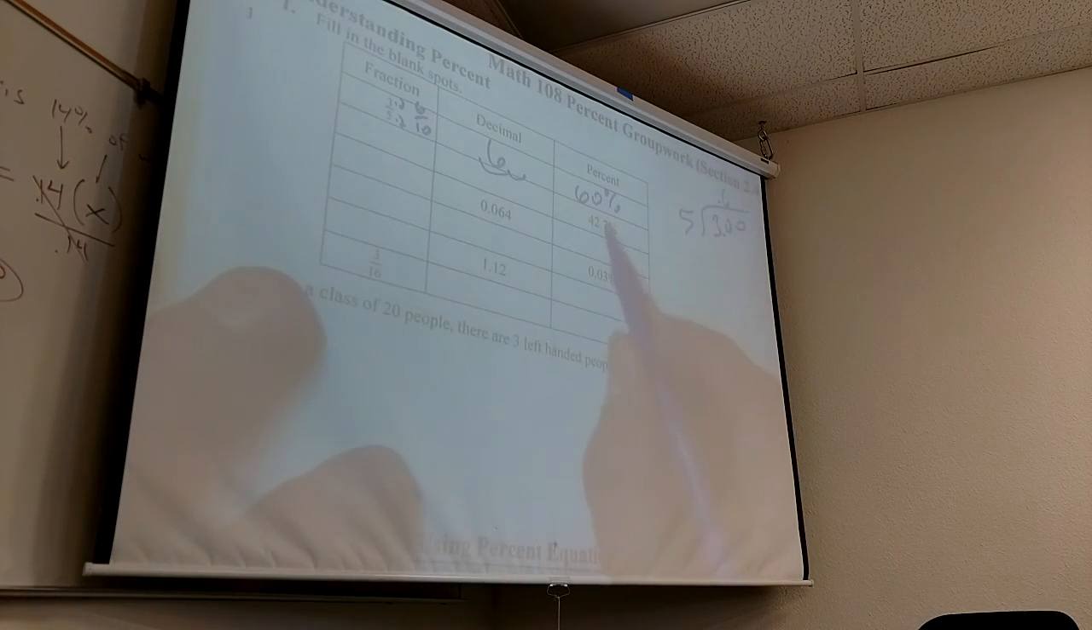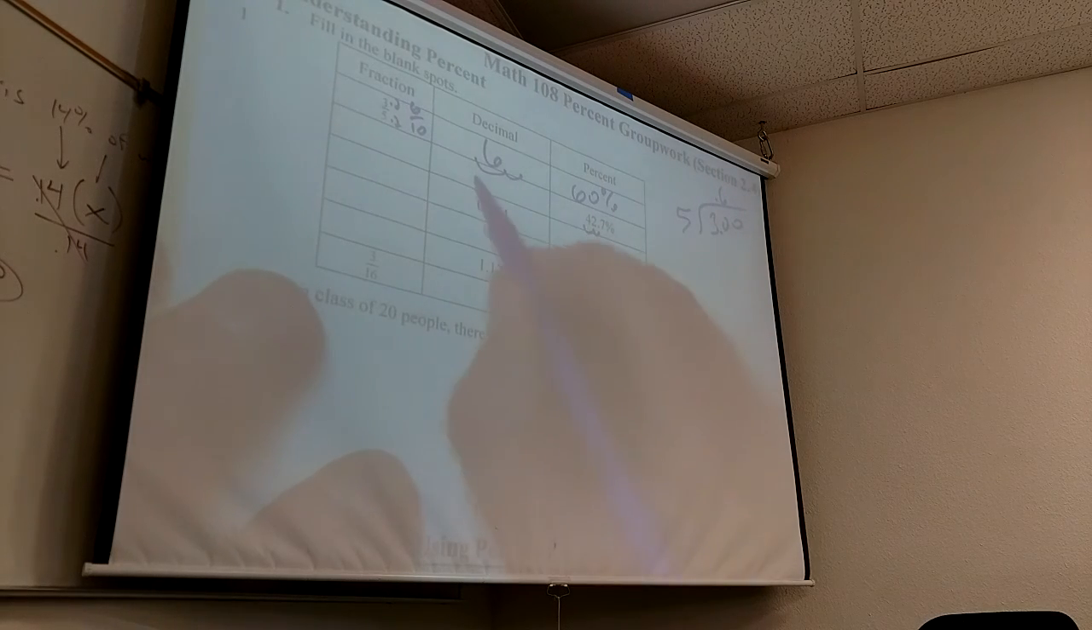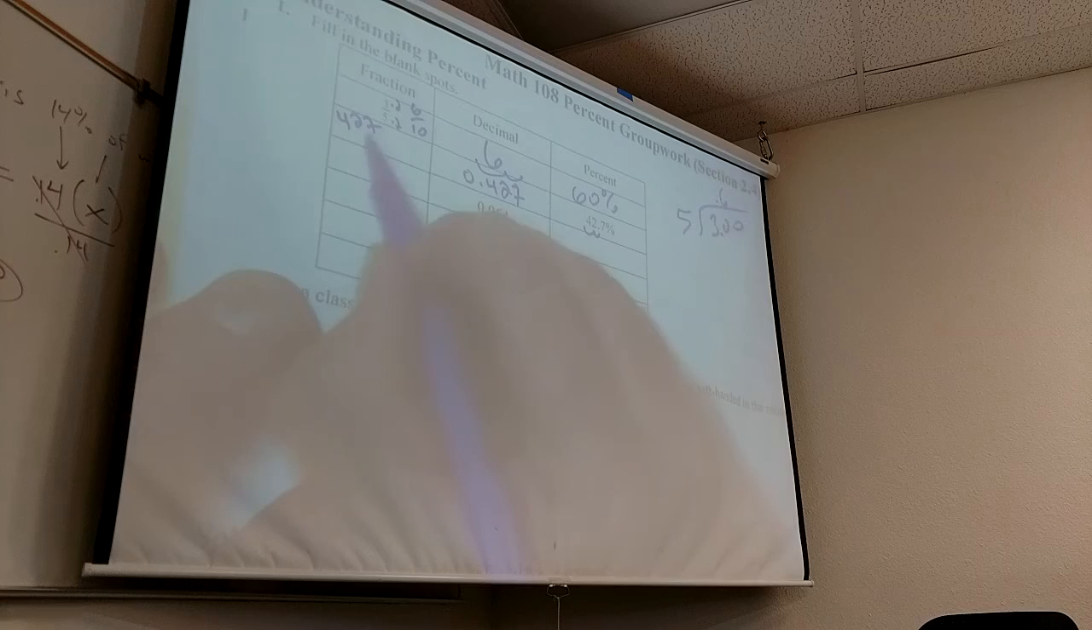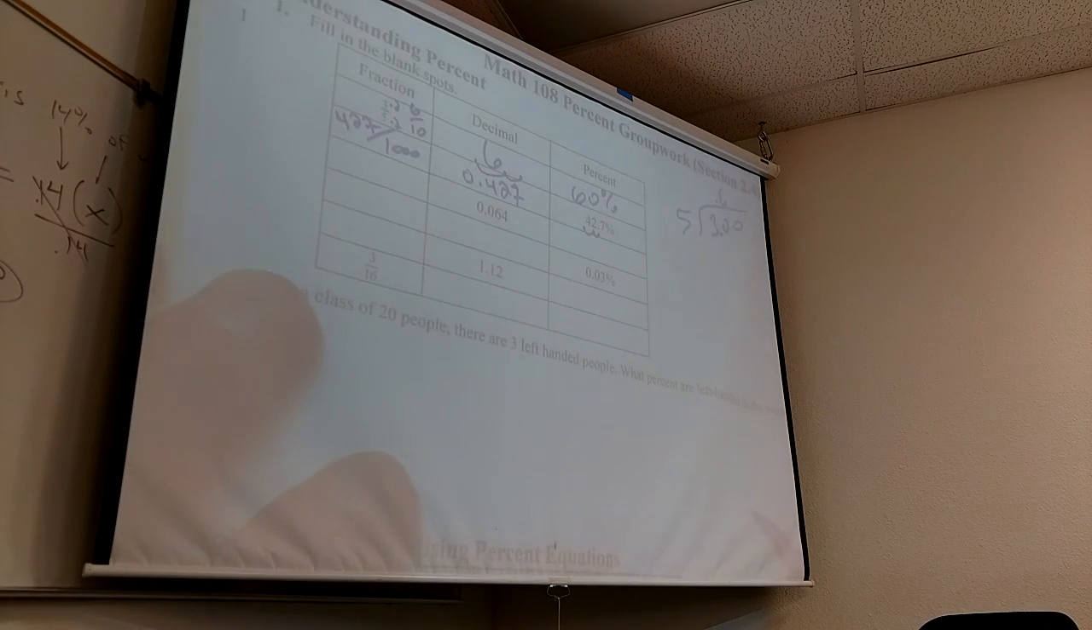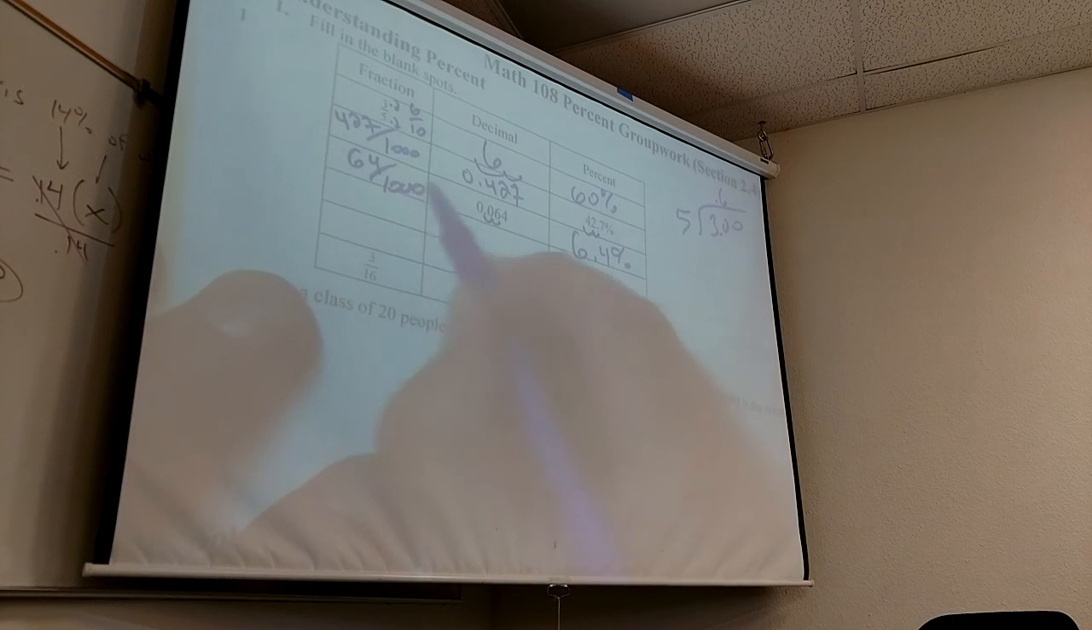What about this guy? So how do I take it back to a decimal from 42.7%? Move it back once, twice. And then we count the place, tenths, hundredths, thousandths. 427 over 1,000. How about 0.064? How do I make that into a percent? Once, twice. 6.4%. And then right now it's going to be tenths, hundredths, thousandths again, right? 64 over 1,000.